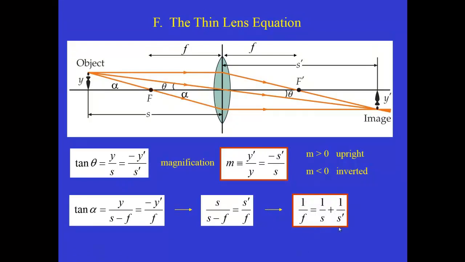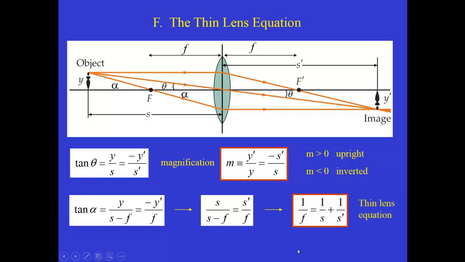as a relationship between the reciprocals of these distances. So if we solve this equation for 1 over f, we find that 1 over f is 1 over s plus 1 over s prime. The reciprocal of the object distance plus the reciprocal of the image distance gives the reciprocal of the focal length.